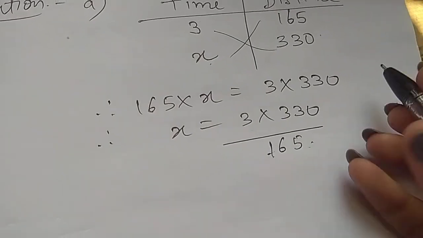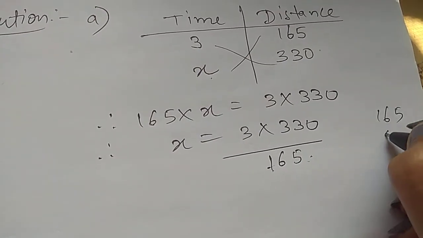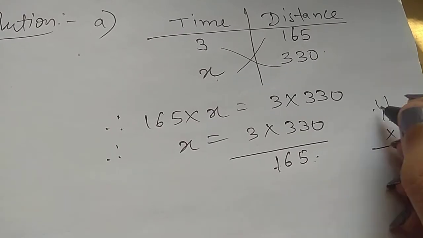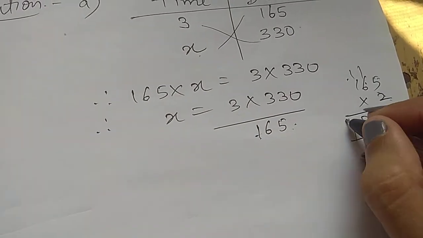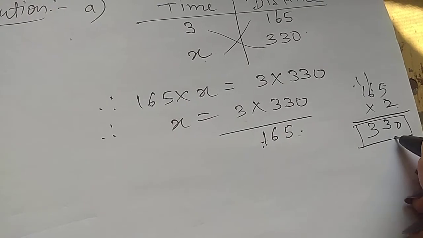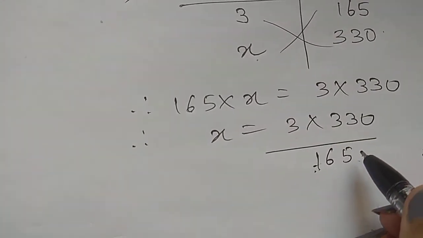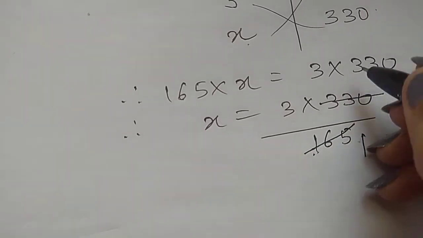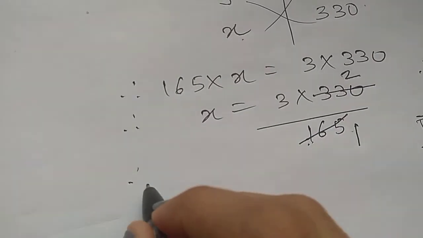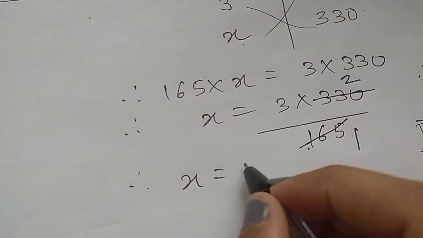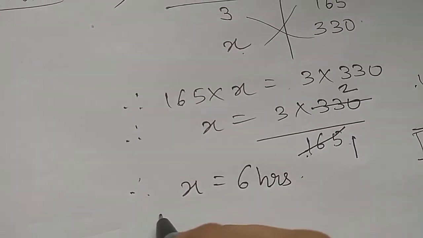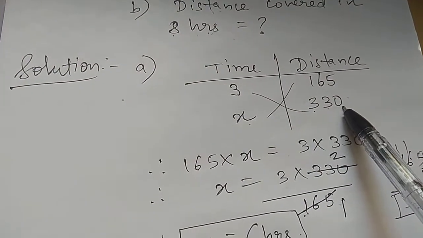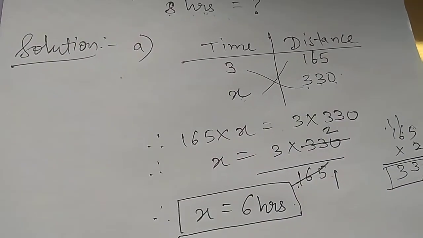When you check this, 165 into 2: 2 5s are 10, 2 6s are 12, 13, 2 1s are 2, 3. Okay, so 165 multiplied by 2 gives 330. So we can cut this. 165 1s are 165, 165 2s are 330. So therefore x is how much? 3 into 2, 6 hours. Basically 330 kilometer distance will be covered in 6 hours.